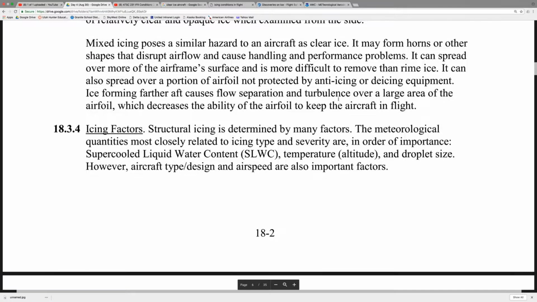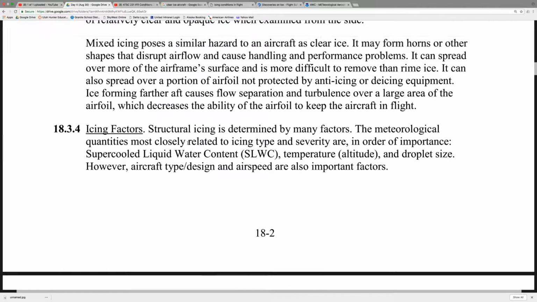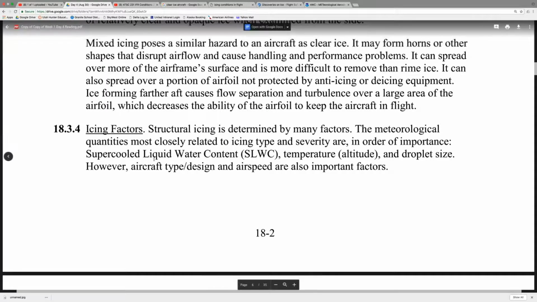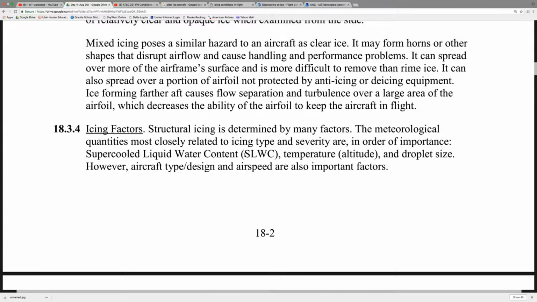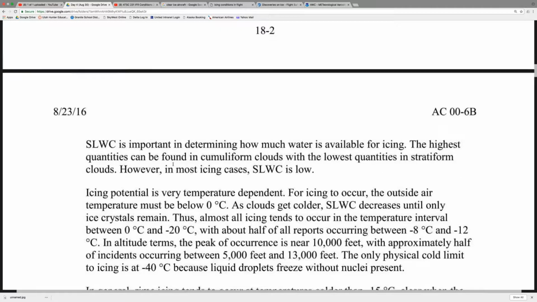So icing factors. Structural icing is determined by many factors. The meteorological quantities most closely related to icing type and severity are, in order of importance: supercooled liquid content, temperature, and then the droplet size.